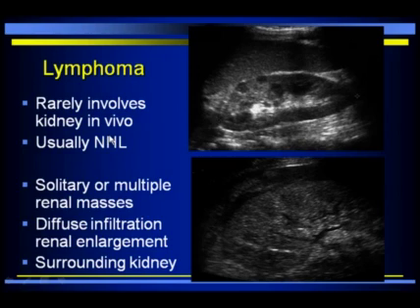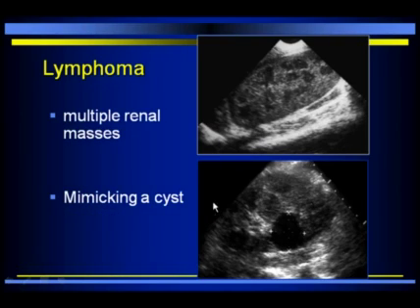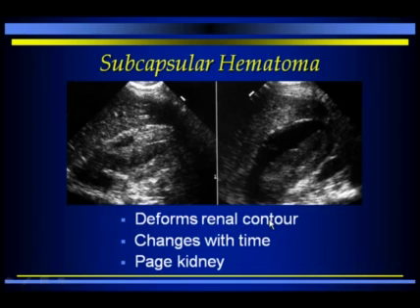Lymphoma can rarely involve the kidney. Usually we're talking about a non-Hodgkin's type of lymphoma. It can be solitary or multiple masses, or it can be infiltrative. And here we see multiple little masses, and this is lymphoma in the kidney. And here we see just a diffusely enlarged kidney with a heterogeneous texture, and that's also lymphoma. And in some cases, it's the perinephric space that's involved with lymphoma. So those are all different possibilities. Here's a patient with multiple masses in the kidneys. This is renal lymphoma. Here is a lymphoma lesion, which actually looked so anechoic that it was mimicking a cyst.